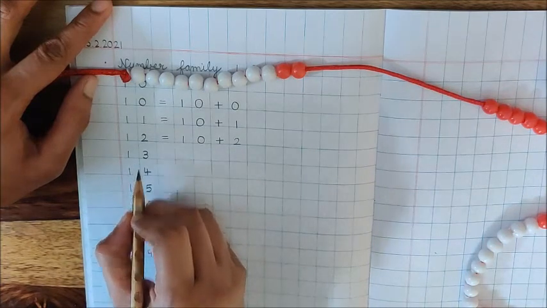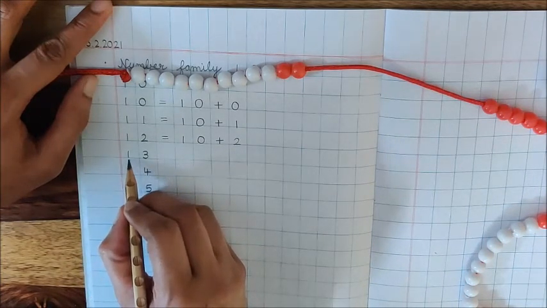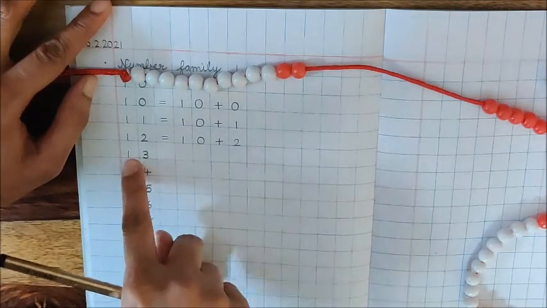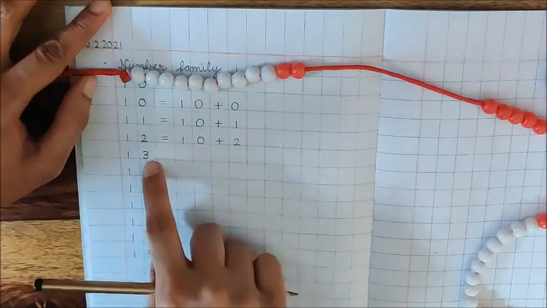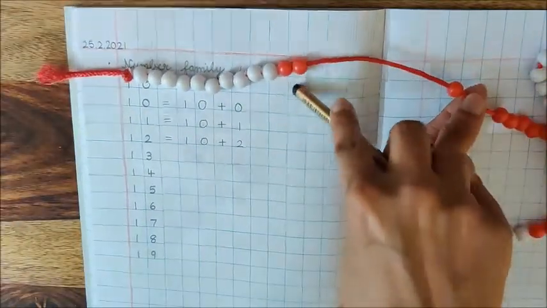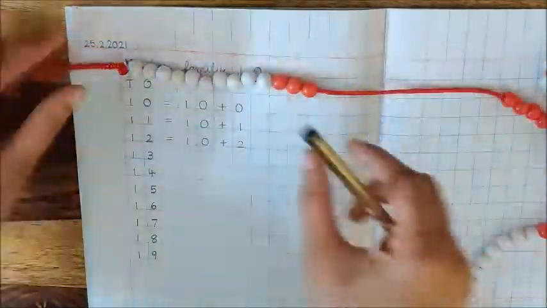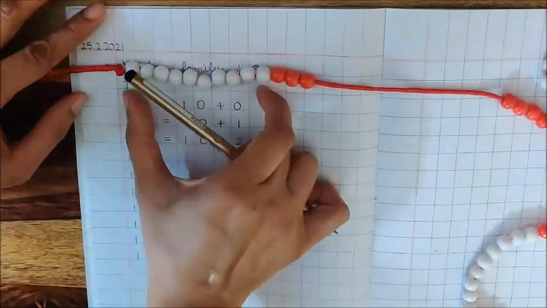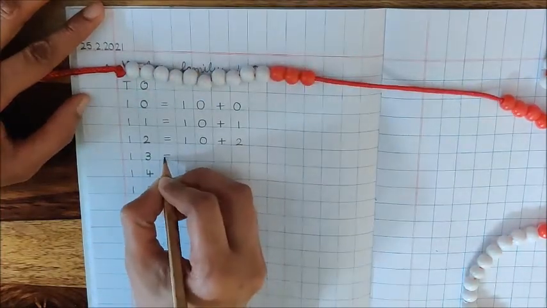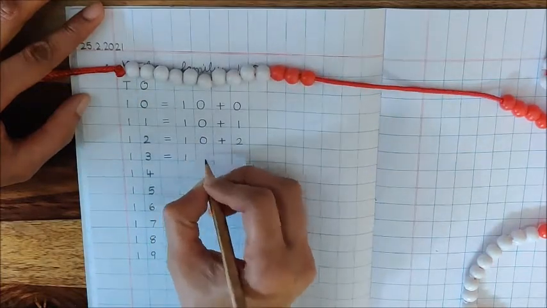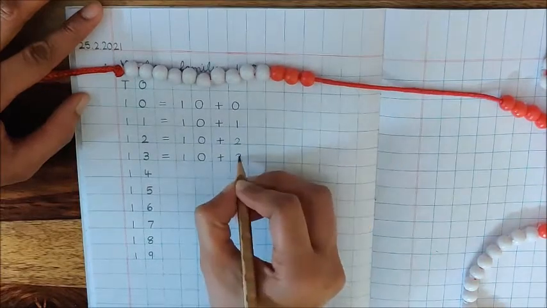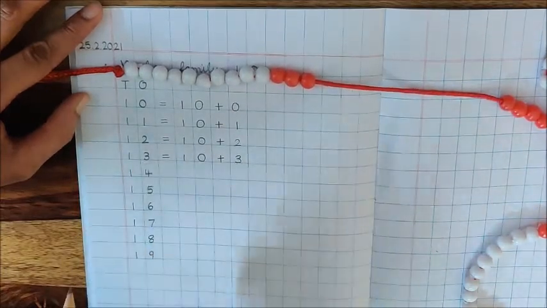Next number is 13. 1 ten and 3 ones is number 13. Make number 13. 1 ten we already have. 3 ones we need. So we will just take out one more. Already we have 2 ones. Take out one more. It has become 3 ones. 1 ten and 3 ones is number 13. So right here, 13 is 1 ten. And how many ones? 3 ones. 1 ten and 3 ones is number 13.